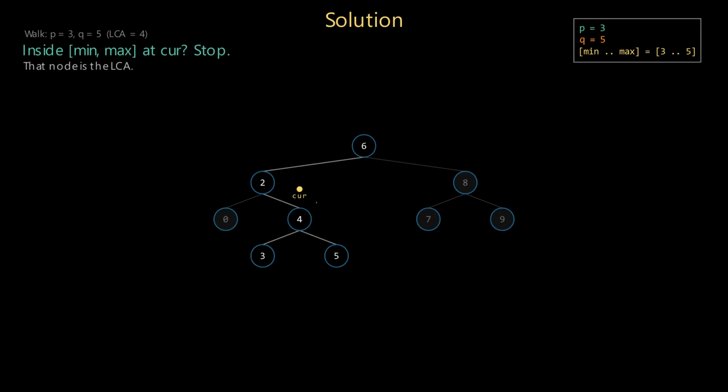Finally, the current value lies inside the closed interval from min to max, or equals one endpoint. There is no single child that still contains both targets, the paths to P and to Q fork here, or one target is the node itself. Stop, this node is the lowest common ancestor.